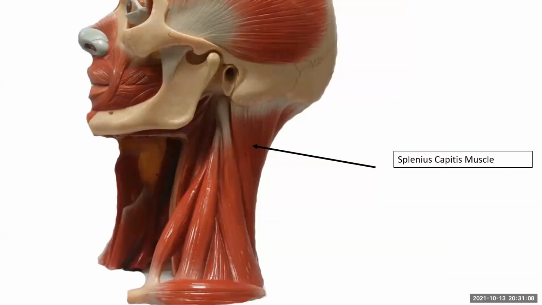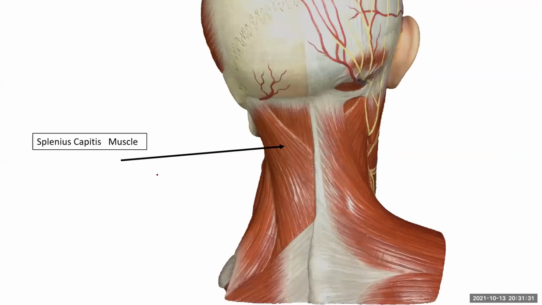Then we have another muscle, splenius capitis. In the name of this muscle, you'll see capitis, and that's telling you that this muscle is going to affect the movement of your skull. Cap, skull, right? So you can see it here attaching onto the mastoid process of the temporal bone, but you can see it better here on the posterior view. That's the splenius capitis muscle.